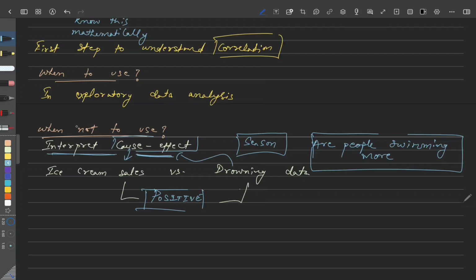For that you will need correlation, again, which we'll study in our next lecture.